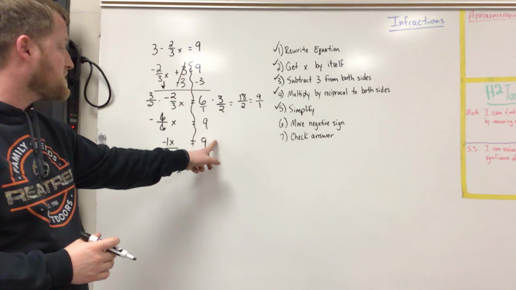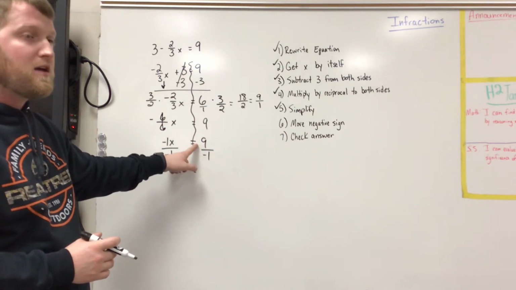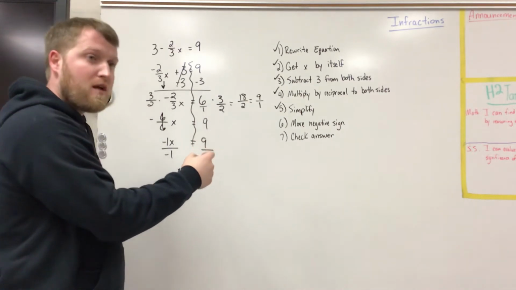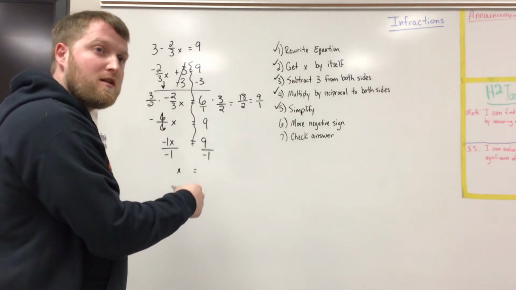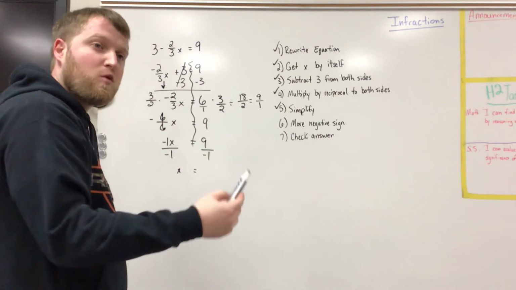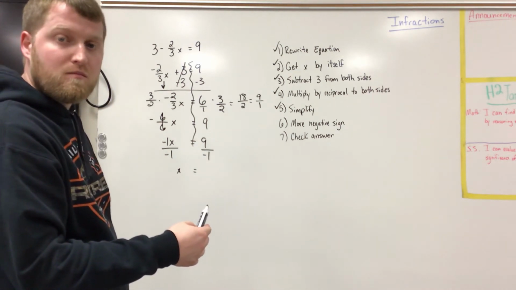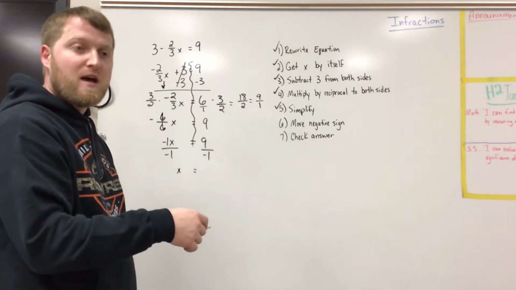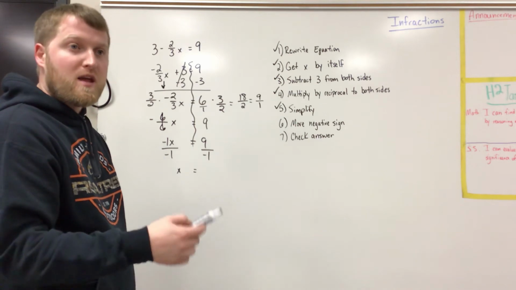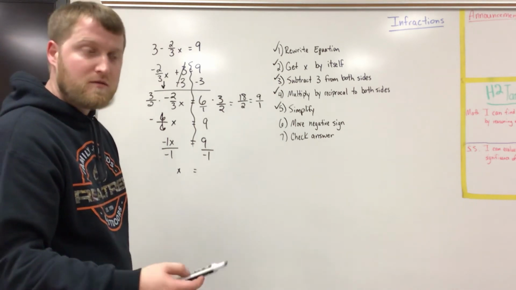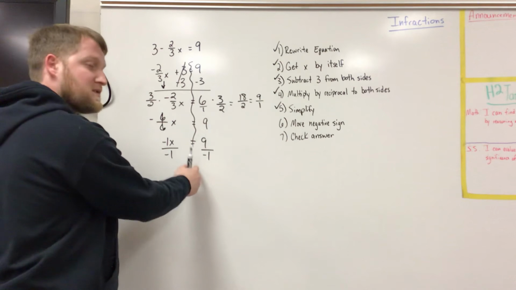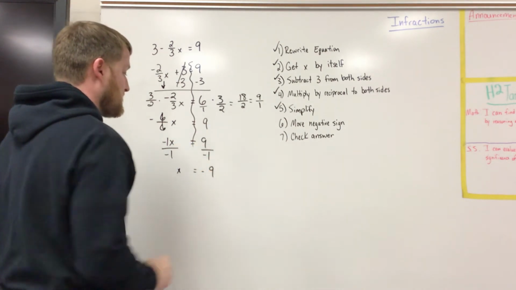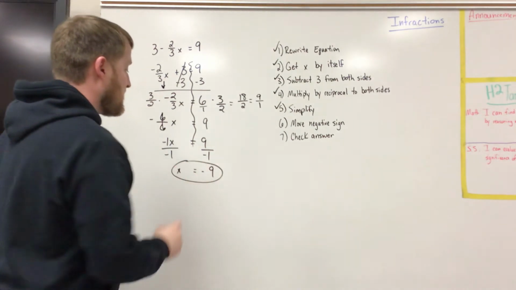Now we have a positive divided by a negative, positive 9 divided by negative 1. To determine if it's a negative quotient or a positive quotient, it's the same thing as multiplying positive and negative numbers. Positive times a positive is a positive, negative times a positive is a negative, negative times a negative is a positive. So we have two opposite signs, a positive and a negative, so our answer should be negative, and 9 divided by 1 is 9. So it becomes x equals negative 9.